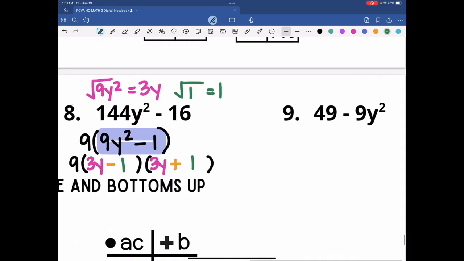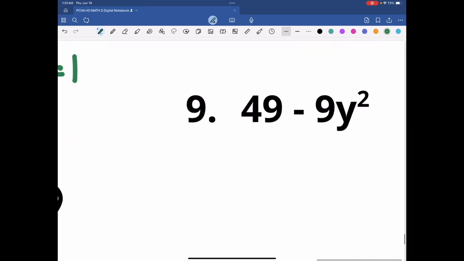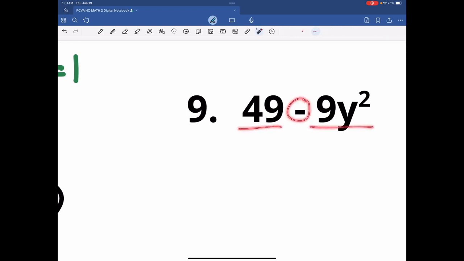All right, so then for number 9. Now for number 9, sometimes it confuses students just because they're so used to the variable being written in the first term, but it doesn't matter because they're still perfect squares. So do I have a GCF for this? So 49, we can't divide it by 9. We can't divide it by 3. So at this point, there's no GCF here. So we're just going to go ahead and look. We have 2 terms. We have subtraction. 49 is a perfect square, and 9y squared is a perfect square. So we're going to do difference of squares.